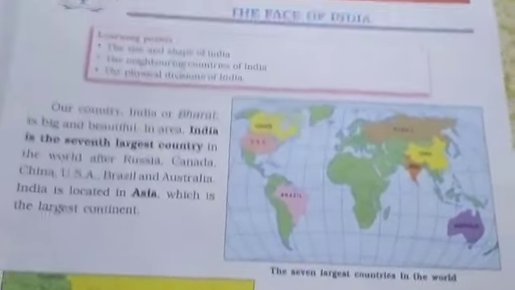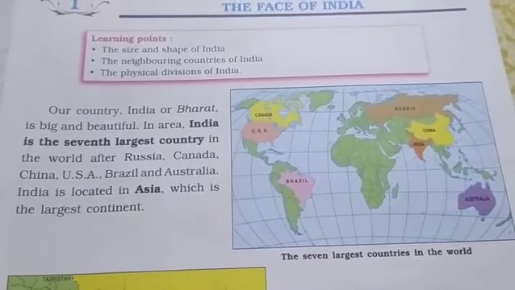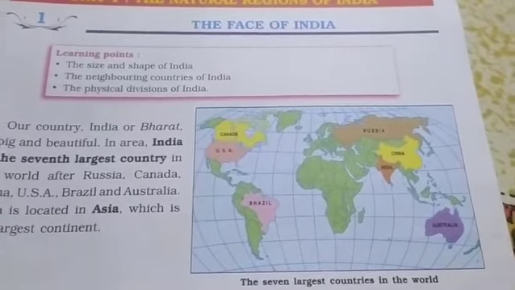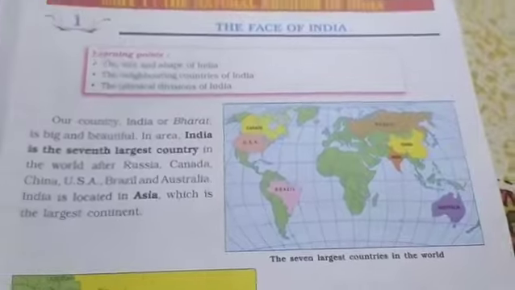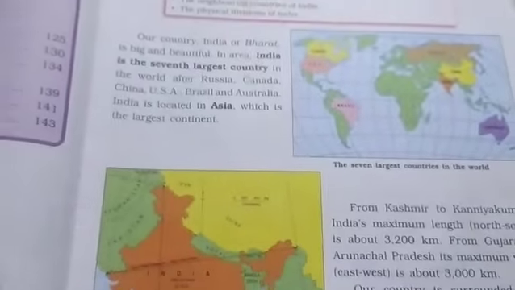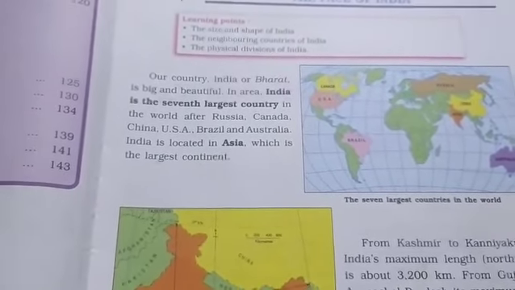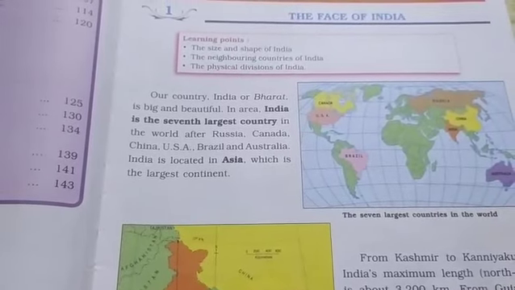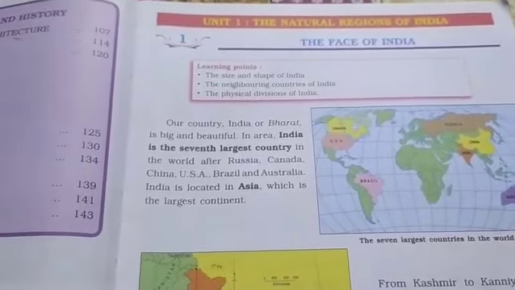Now here, if you see in this picture: Canada, USA, Brazil, and then Russia, China, India and Australia. Okay, so I think all of you understood. Our country is the 7th largest country in the world, after Russia, Canada, China, meaning area wise it is occupying the 7th place.